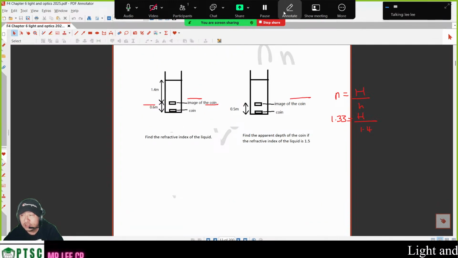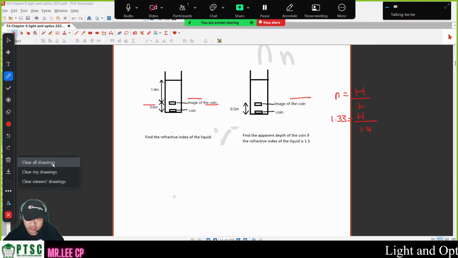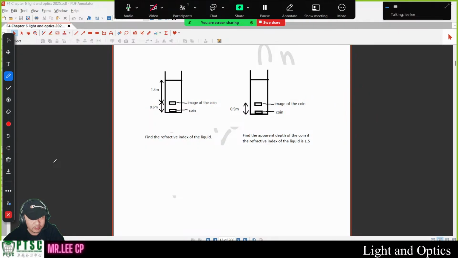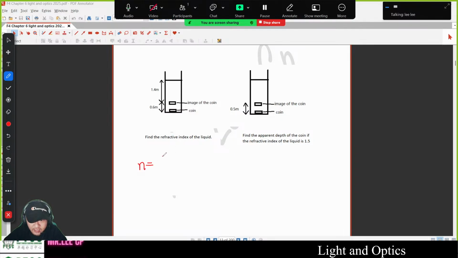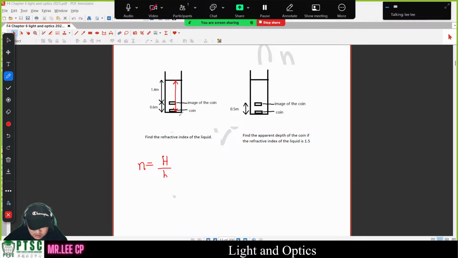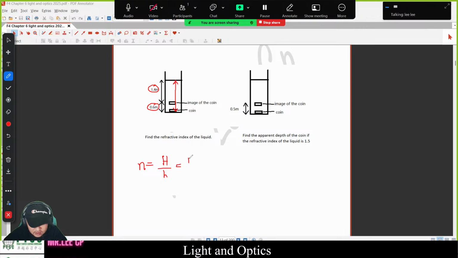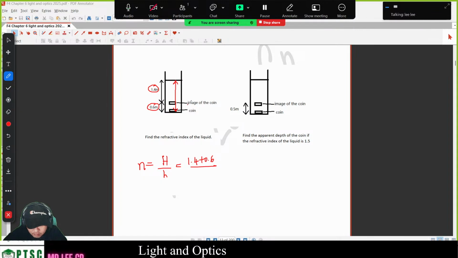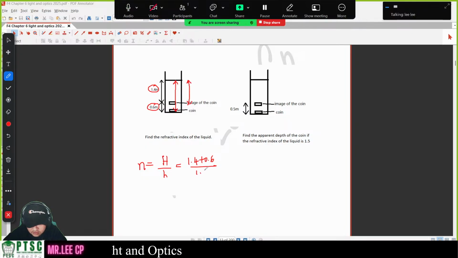Now this part, the thing that students commonly get wrong, it is okay. For example, this question. So n is equal to real depth over apparent depth. So real depth is from the coin to the surface of water. Okay, it is 1.4 plus 0.6. Apparent depth, it is from the image to the surface, right? Image to the surface, it is 1.4.